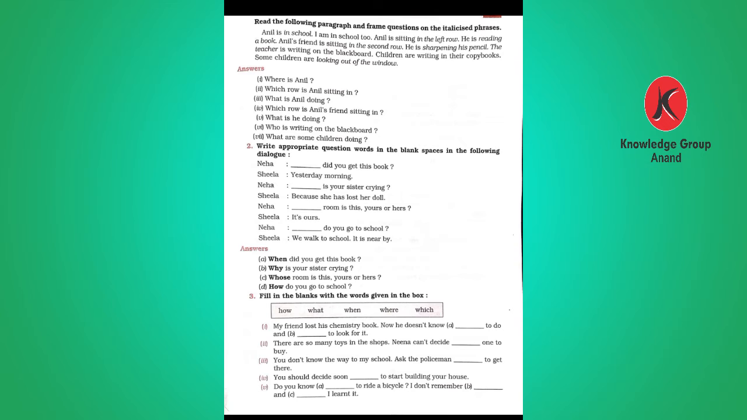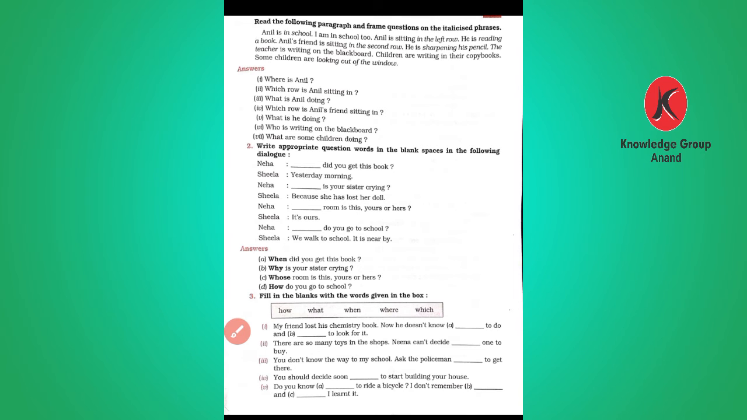You don't know the way to my school. Ask the policeman how to get there. You should decide soon when to start building your house. Do you know when I ride a bicycle? I don't remember when and how I learned it.